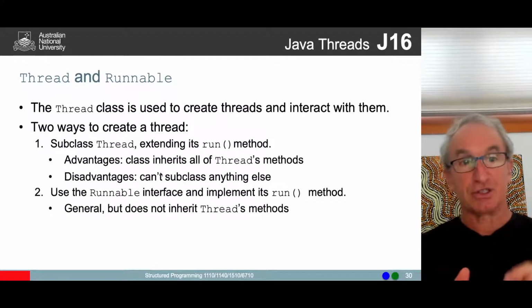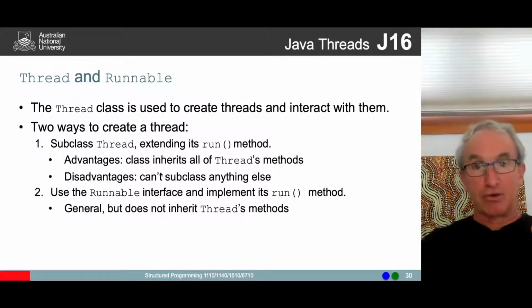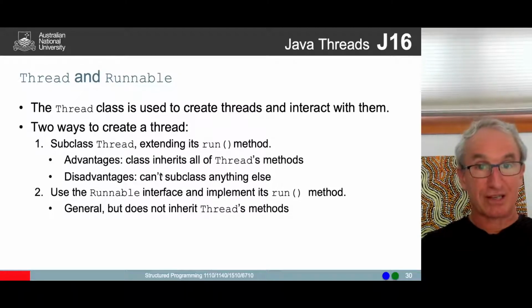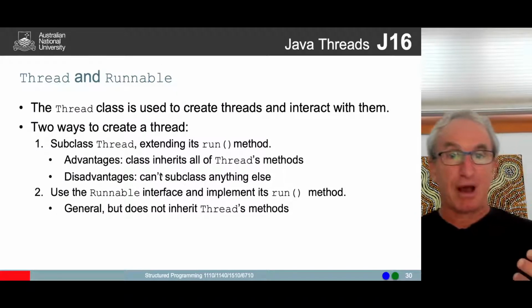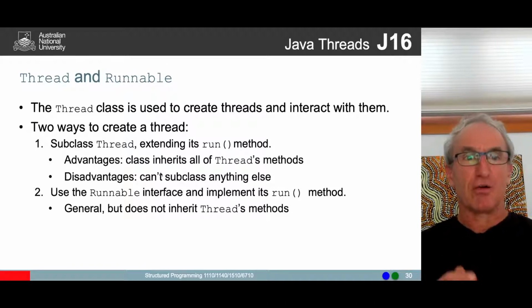The other way you can do it is to use an interface, and that is we use the Runnable interface and we implement the run method for the Runnable interface, which is very general. It allows us to subclass something else, but it does not inherit the methods of Thread, so you lose some of the power of the Thread methods. So this is a choice. This is a trade-off.